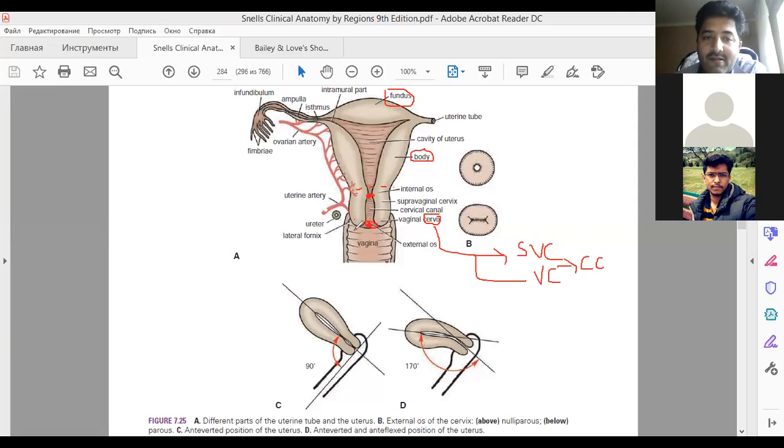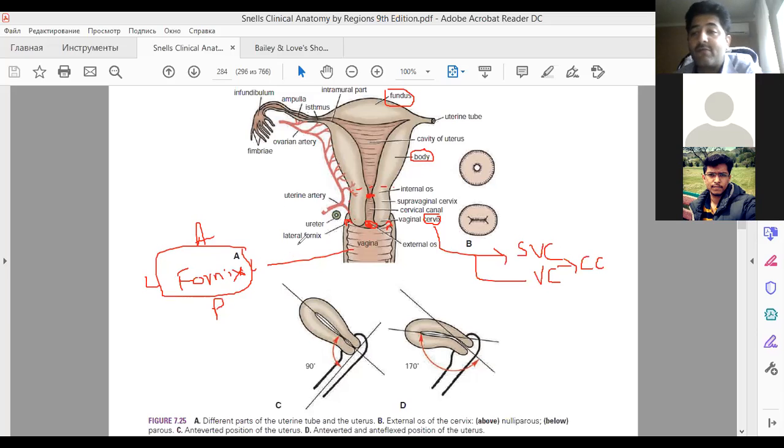When the cervix enters or merges into the vagina, it forms these structures, which are known as the fornix of the vagina. These fornices are very, very important, and I am going to tell you their importance. There is an anterior fornix, a posterior fornix, and lateral fornices. A fornix is only a space. When the cervical part of the uterus enters into the vagina, it forms fold-like structures or spaces known as the vaginal fornix.